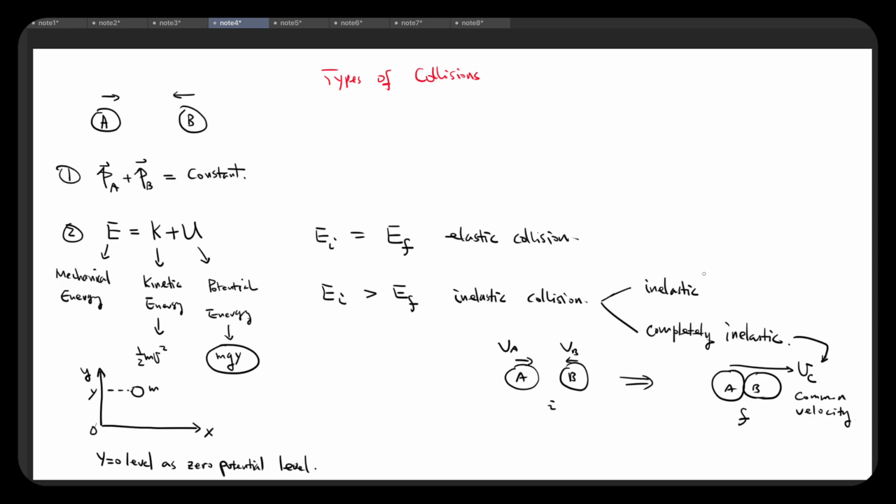Now an inelastic collision will be, after the collision, A maybe goes that way, VA final, and B maybe goes this way with VB final. So they have two different velocities. They will separate. That's called inelastic collision. But nonetheless, they still lose energy. So in this case, there's still less final mechanical energy compared to the initial mechanical energy.